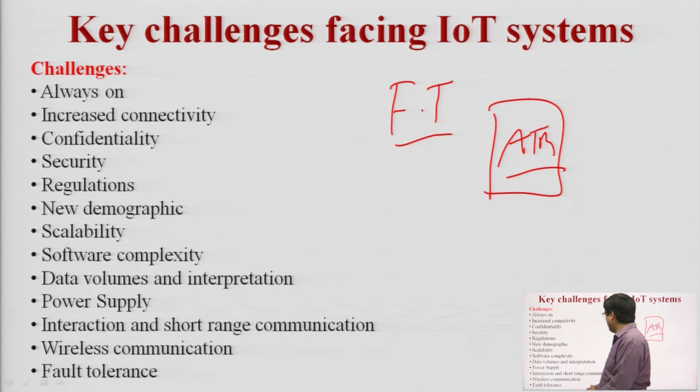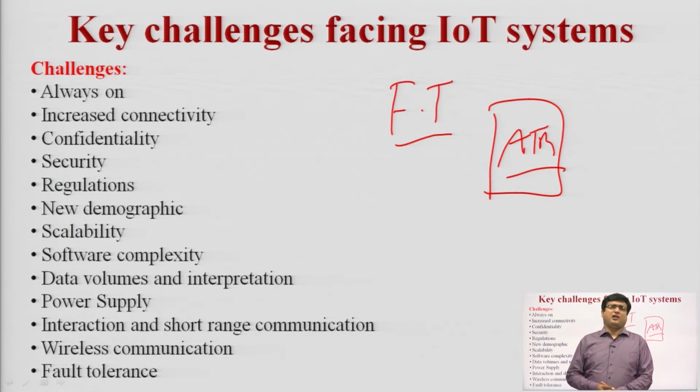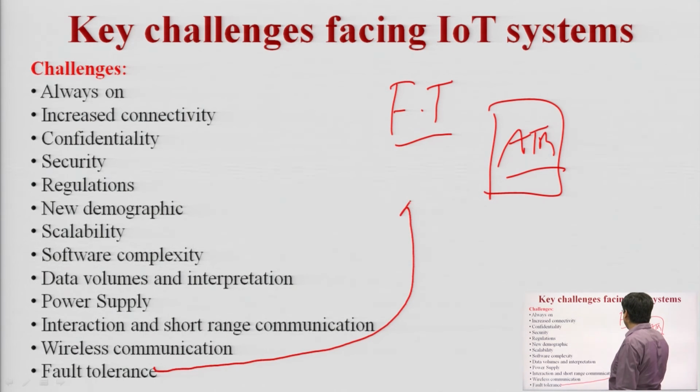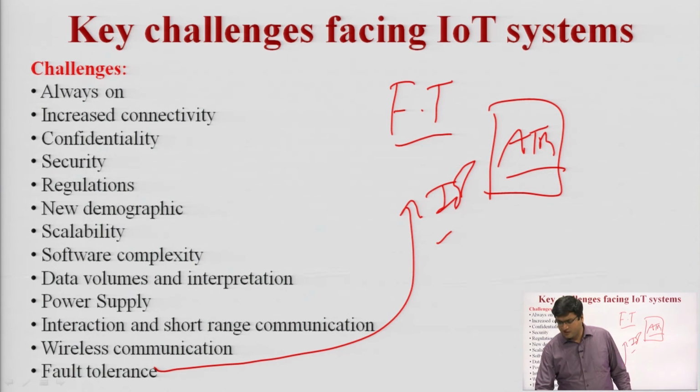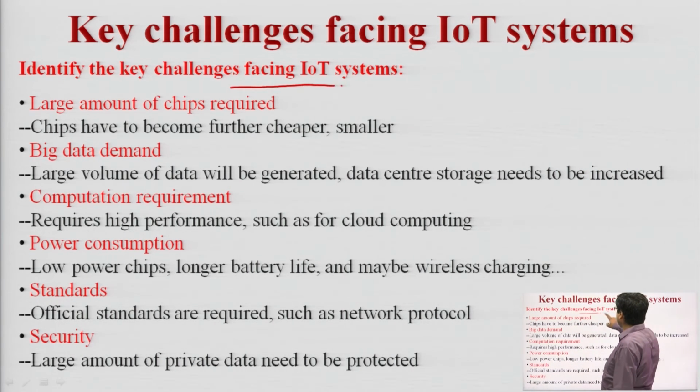So, we cannot tolerate the fault. The machines we are using in an IoT system should be capable of working 24 hours, 24 into 7, 365 days in a year, and for many years. So, fault tolerance means we cannot tolerate fault in any IoT based device. These are the key challenges we are facing in our current IoT system. So, we need to identify the key challenges in IoT systems.